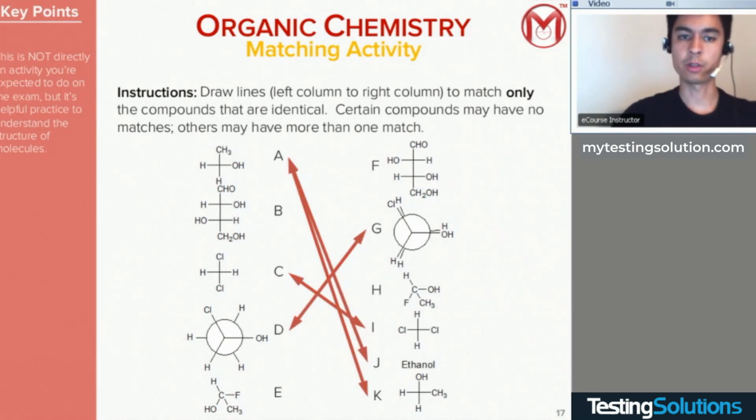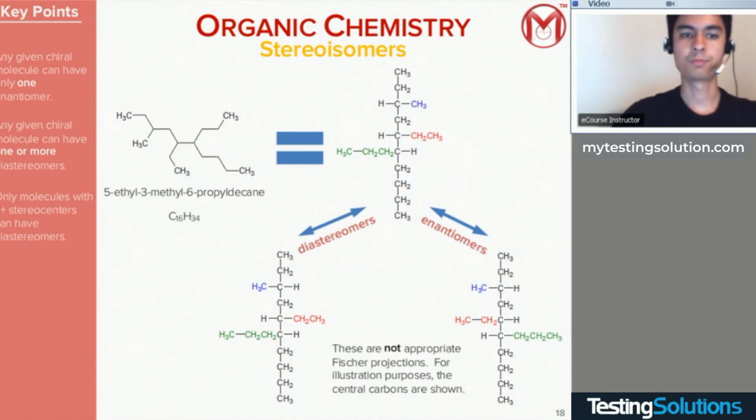Okay? Interpreting these structures and being able to generate these structures is important. Now, going deeper into stereoisomers, we've talked about one type, which is the enantiomer, right? The mirror image. So for example, we saw this long chain hydrocarbon before.